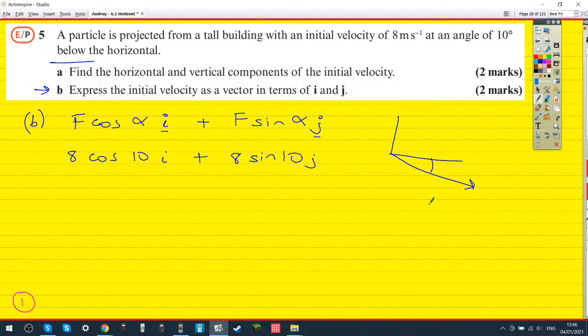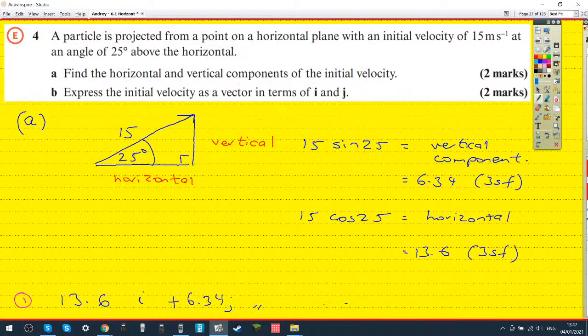So that's just the formula basically anytime that kind of question comes up. It's because cos theta is adjacent over hypotenuse, so the adjacent, which is the horizontal component, is hypotenuse times cos theta. The opposite is hypotenuse times sine theta, and that's why it's F cos alpha, F sine alpha.